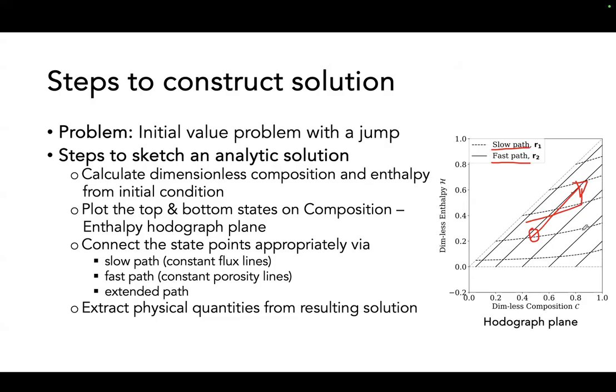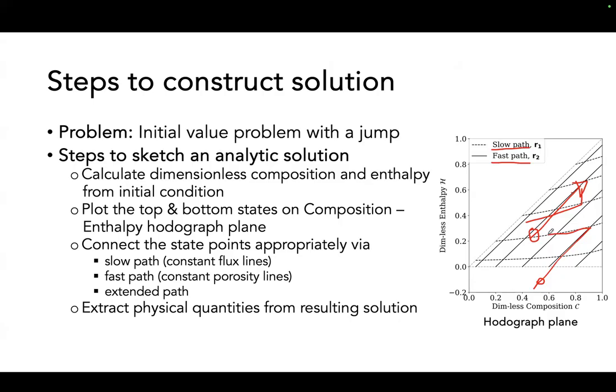So we also have something called extended path. For example, if we have any state in this region, in the cold region, there are no characteristics there per se. But in that special case, the characteristics, or these lines, integral curves is the technical term for it, can be extended into this cold region, and we call them extended path. And once we sketch this, that is really our solution. We just need to extract the physical quantities out of it.